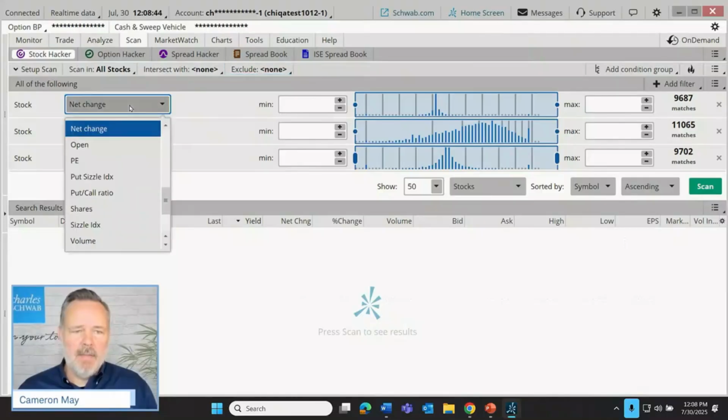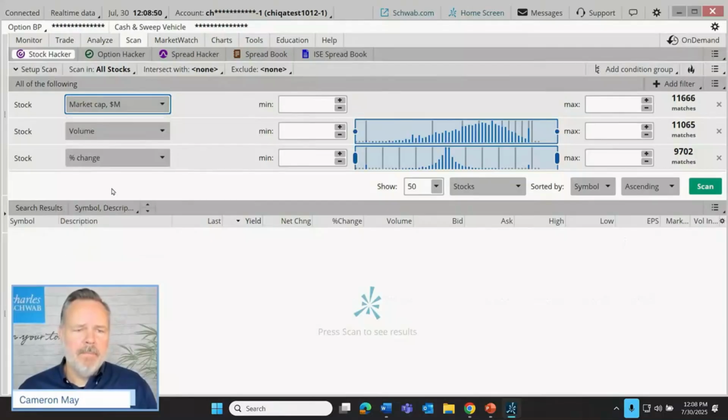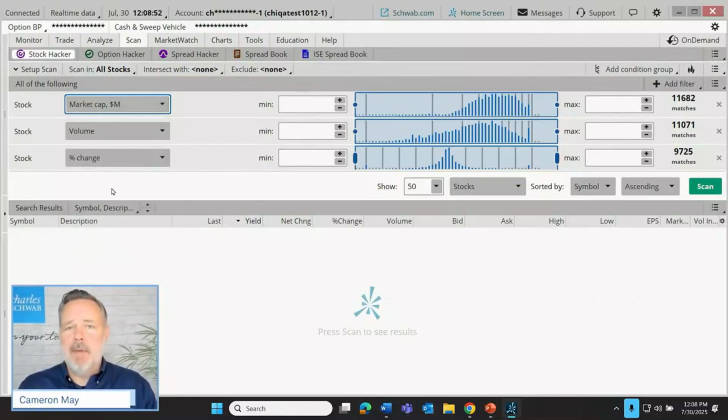So for example, let's choose our first specific criteria. And how about for this example, let's use market cap for number 1. Market capitalization is just the size of the company as measured by stock price and stock shares. So if we have a high price stock with lots of shares, we multiply those together, and that identifies a very large company.